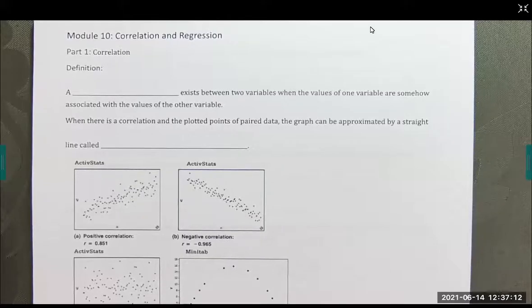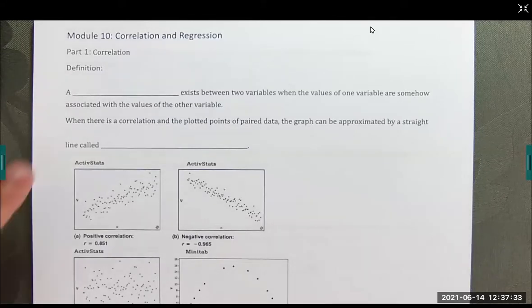Welcome back, everybody. We are at chapter 10, part 1. Chapter 10 is all about correlation and regression. Just briefly, as an overview: a correlation is a connection between two things, a real, demonstrable connection. That's what we're going to focus on a bit today.